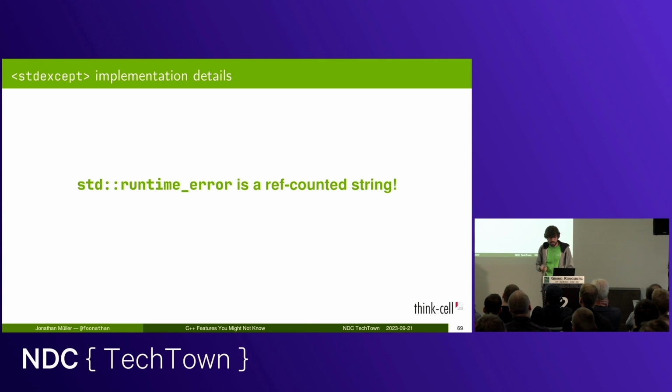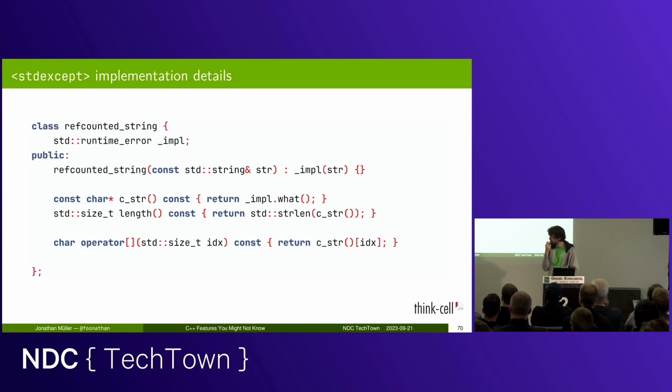And the answer for that is std::runtime_error is a ref counted string. So when you copy it, you don't copy the string, you just copy a ref count. It's essentially like a shared pointer of a string, an immutable shared pointer of a string. So if you need a ref counted string in your application, here you go. The interface is a bit weird, so I propose you use a bit of a wrapper class. But here we go, easy ref counted string in 5 lines of code.